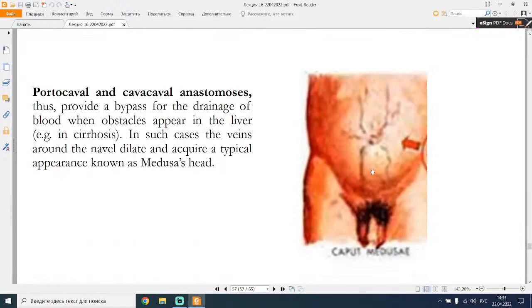Portacaval and cavacaval anastomoses provide a bypass for drainage of blood when obstacles appear in the liver. In such cases, the veins around the navel dilate and acquire a typical appearance known as Medusa head.